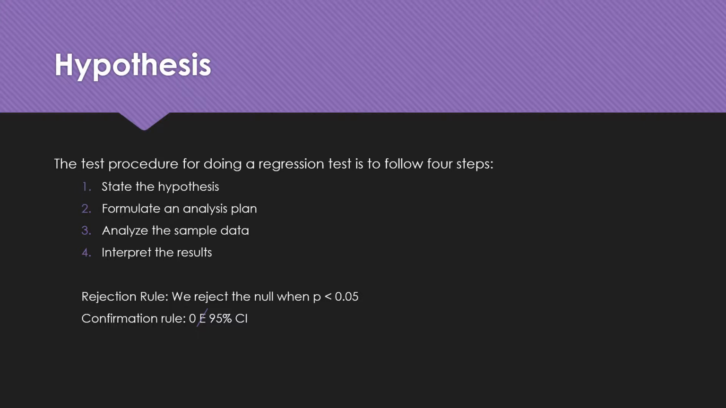We also want to look at the rejection and the confirmation rules, where we reject the null when P is less than alpha, where alpha is set at 0.05. And we also want to make sure that 0 is not within the 95% confidence interval.